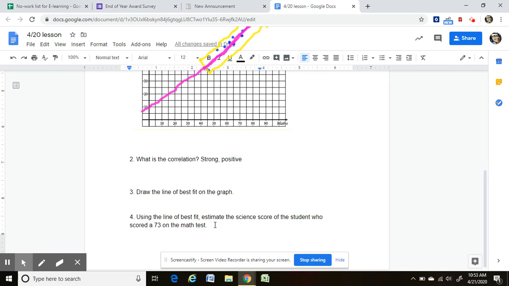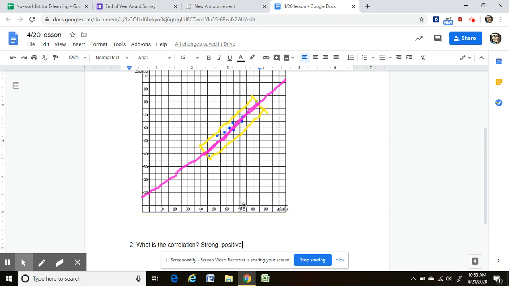Using the line of best fit, estimate the science score of someone who got a 73 on the math test. So 73 would be about here. I'm going to go up to my line. I'm going to make it green. All right, 73 would be about here. I'm going to go up until it hits my pink line. Bam! It hit my pink line right about here, right below this line. So I can say that they would get, actually it'd be further down here. I'd say they'd get a 68.